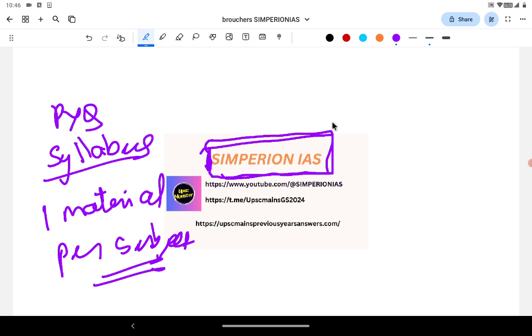Prepare well. For the mains, the last 40 years PYQs are very important. Again, for GS4 you have only 11 or 12 years. For the other papers you have 40 years, but for the new topics like environment, etc., you have probably the last 15-20 years of PYQs.